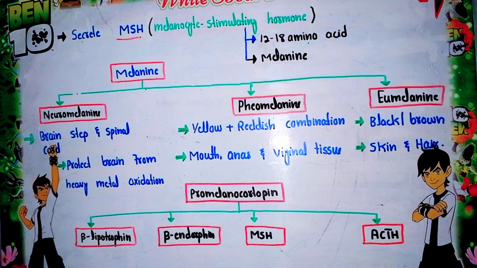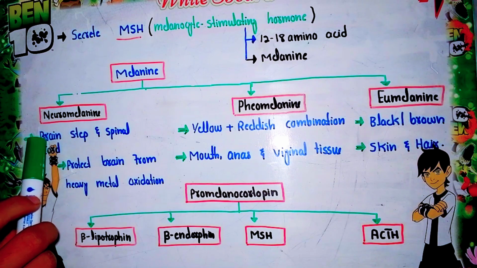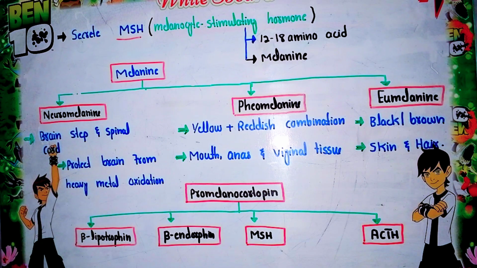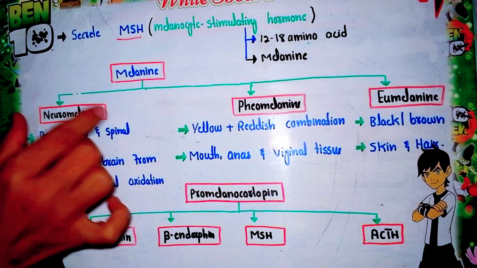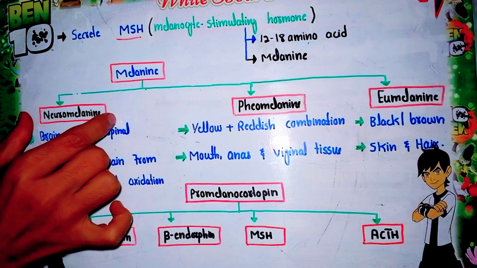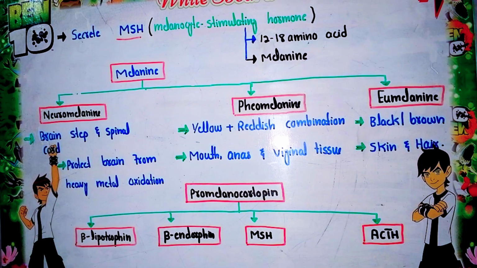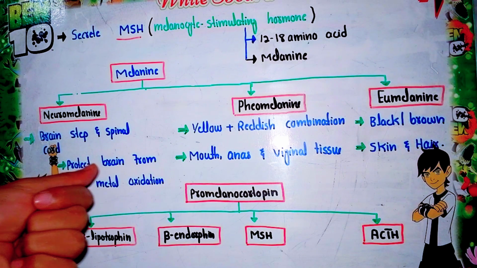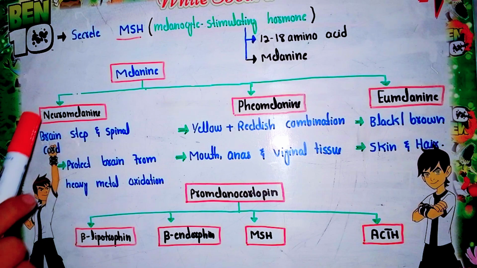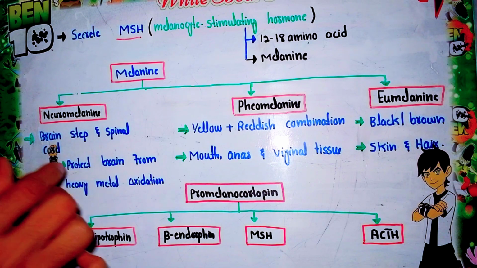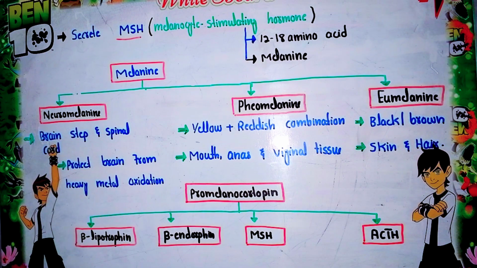This is found in our nervous system, mainly in the brainstem and spinal cord. This is the location where this melanin is present, so that's why it is called neuromelanin. Now what is the function of neuromelanin? Their function is not clearly known, but it is believed that it protects the brain from heavy metal oxidation. So this is the function of neuromelanin and its location.